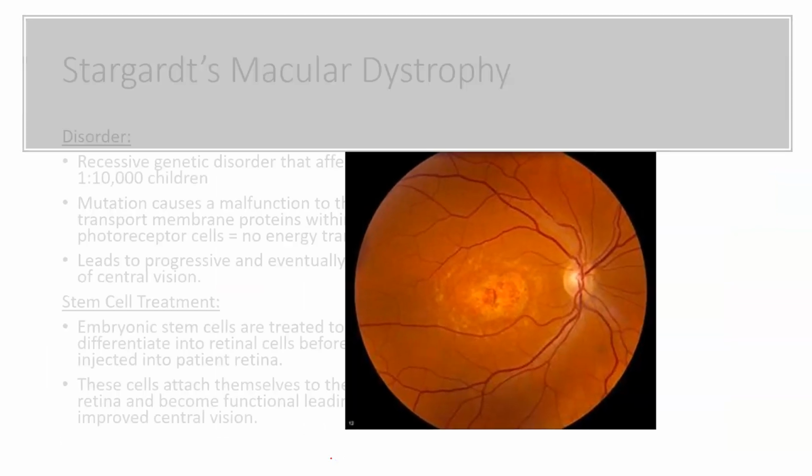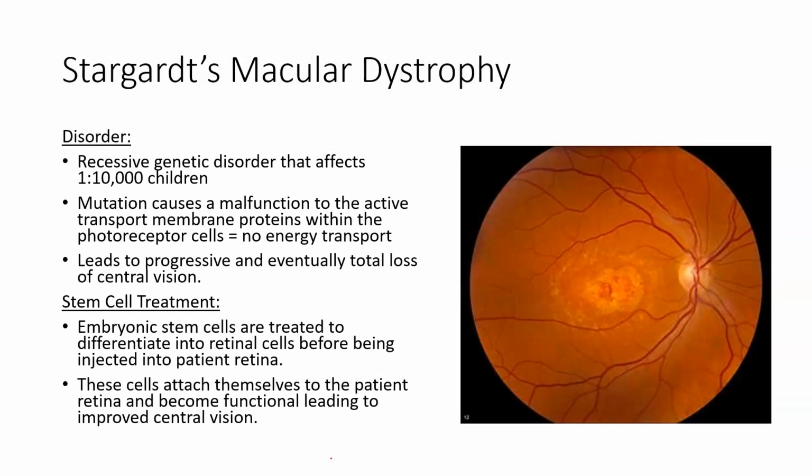If we dive into what this Stargardt macular dystrophy is, it's a recessive genetic disorder. Okay, so it comes about as the result of the assortment of two recessive alleles. It affects 1 in 10,000 children, and it's just a rare recessive mutation that causes one or multiple channel protein pumps that are on or associated with the membrane of the retina to malfunction.